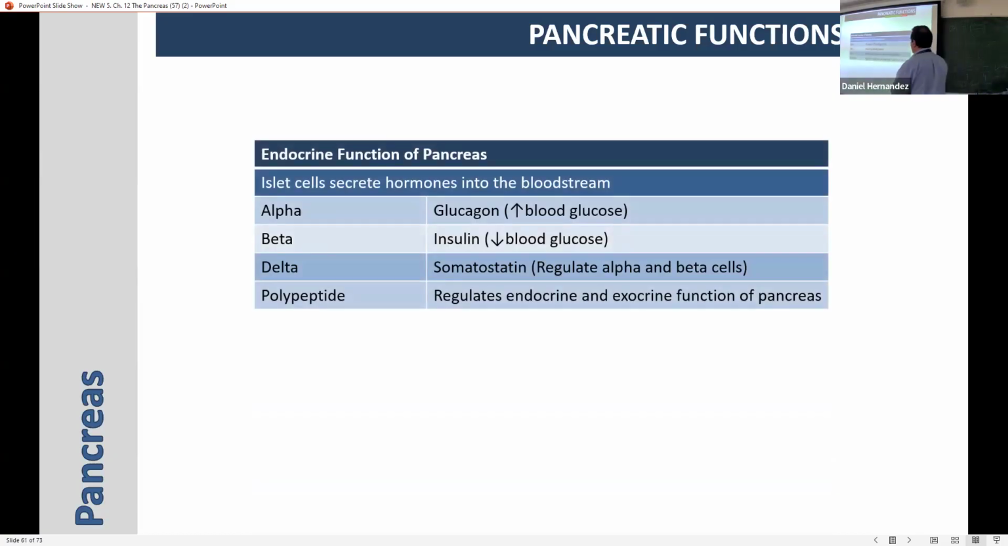So those are the endocrine functions. Now, we have three types of cells within the islet. These are all considered islet cells located within the islets of Langerhans: the alpha, beta, and delta cells. We also have these polypeptide cells that regulate the endocrine and exocrine functions of the pancreas, but the primary ones are the alpha and beta. The alpha cells are responsible for releasing glucagon to raise our blood sugars. Beta cells are responsible for insulin production, which lowers our glucose levels.